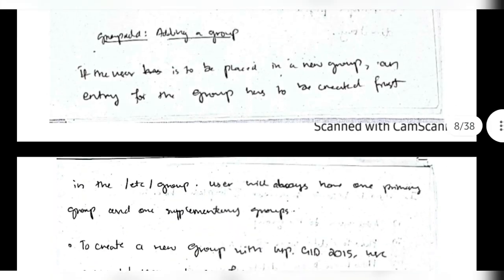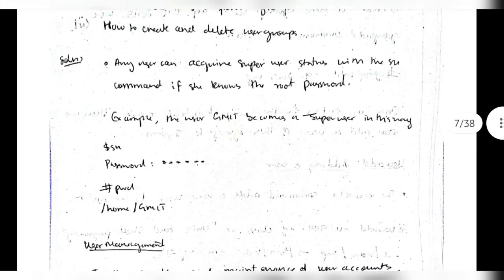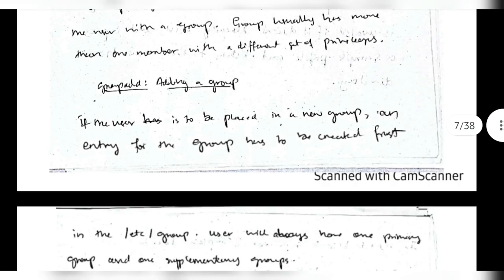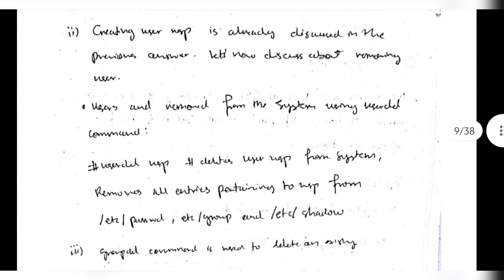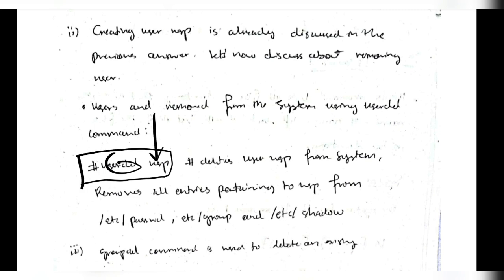So what was the second question? In the second question we have been asked how to delete the user from the group. So how to delete the user from the group is by using the user del, I guess. Yeah, user del. This is the syntax: user del USP. If you do that, it will delete the user.